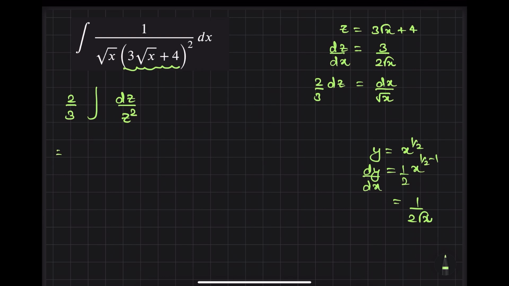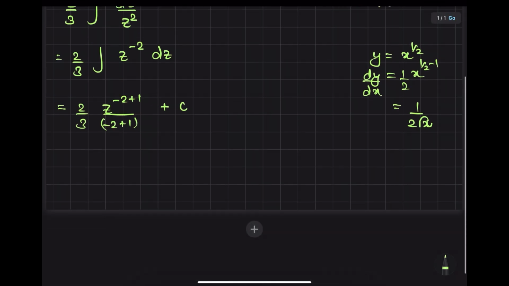Okay, now let's simplify this thing. You know that we are not comfortable with the greater power in the denominator, so what we'll do, we'll put z to the power minus 2 dz. Okay, we can do that. Now integrate this function. So 2 by 3 z to the power minus 2 plus 1 upon minus 2 plus 1 plus integrating constant c. So can I write this thing as minus of 2 by 3, and z to the power minus 1 is 1 by z, plus c.